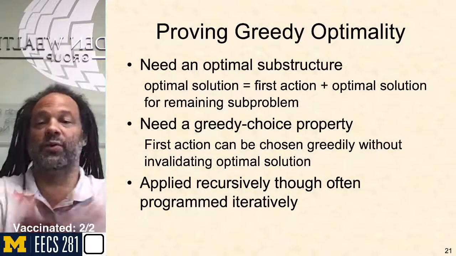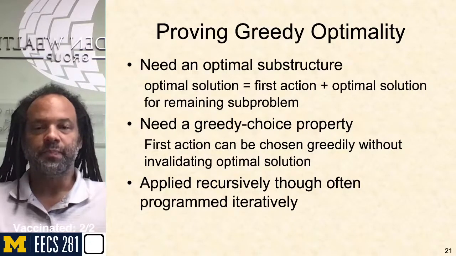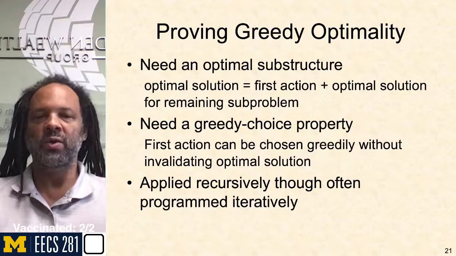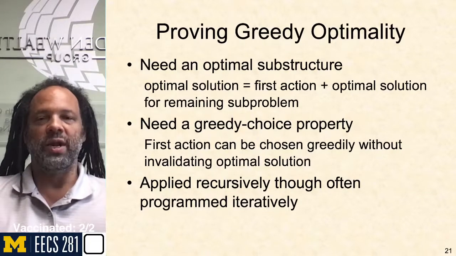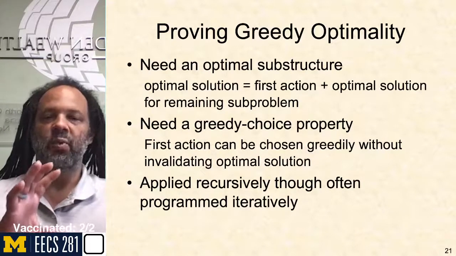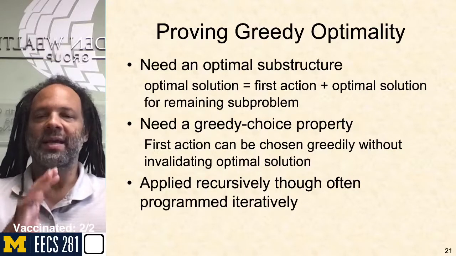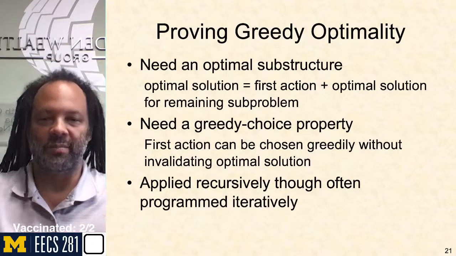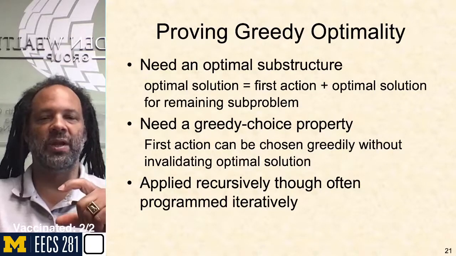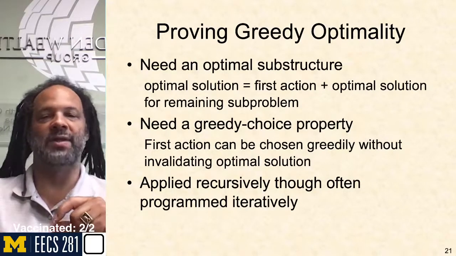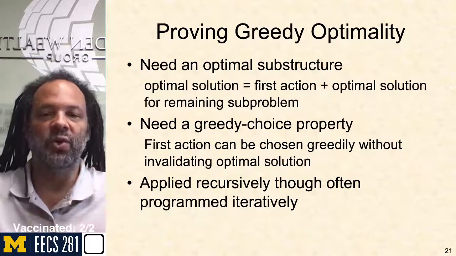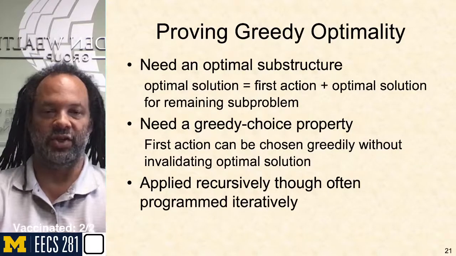How do we prove that a greedy algorithm works or doesn't work? That's this greedy optimality thing that we would like to prove. And if you're going to use or create a new greedy algorithm, you have to come up with this greedy optimality proof. First, we say that the problem needs to have an optimal substructure. And what that means is my optimal solution has to be the combination of some first action and then an optimal solution for what remains after that first action, right?